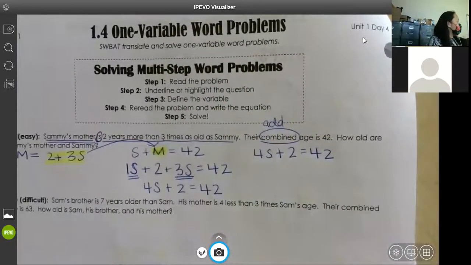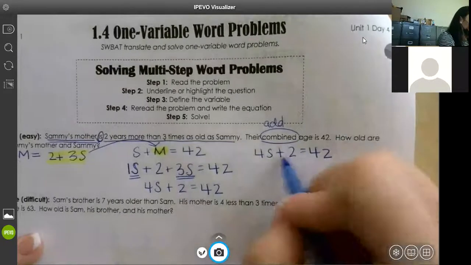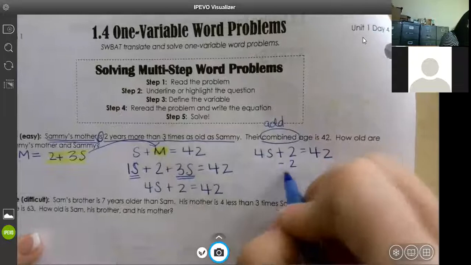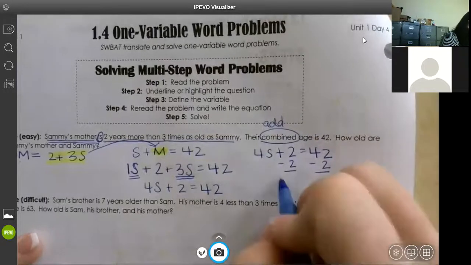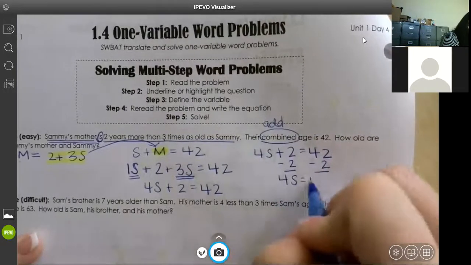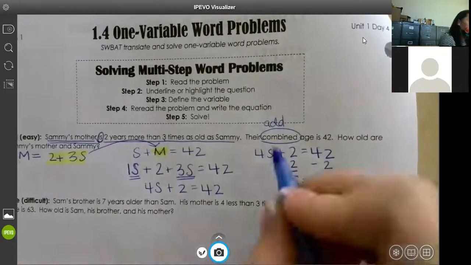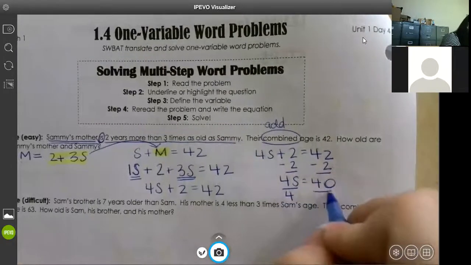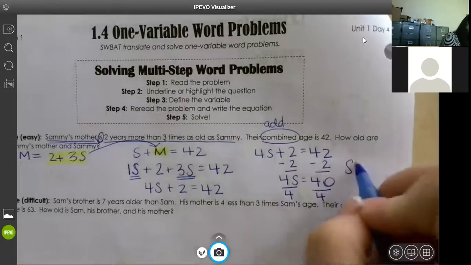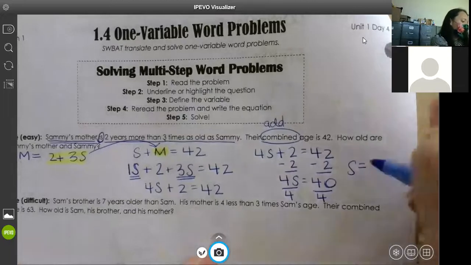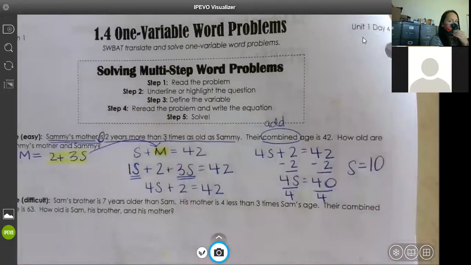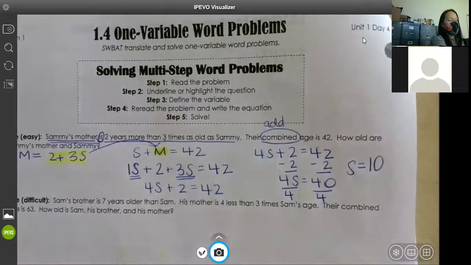We're trying to solve for S. What's on the same side as S but not with it? How do I get rid of a plus 2? Perfect. I get 4S equals 40. How do I solve for S? Divide by 4. Again, the same thing that we've been doing all week. So S would give us 10. What does that mean? Yeah, Sammy's 10.